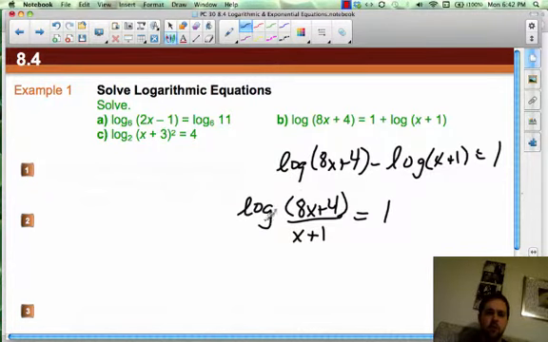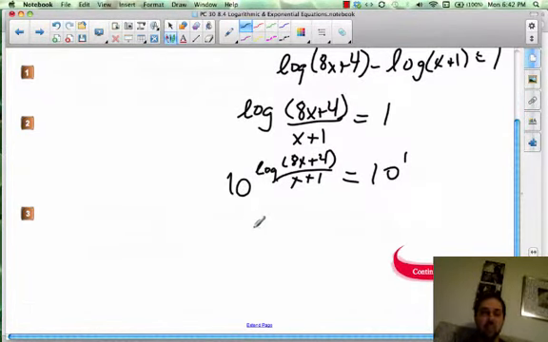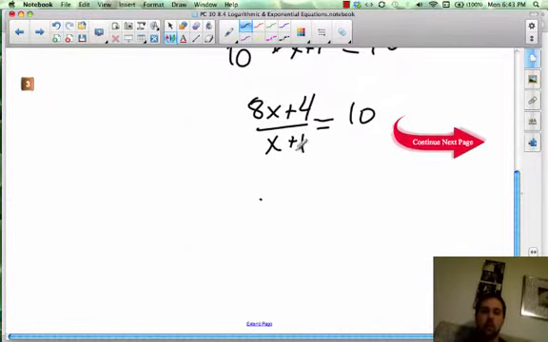Now we know that the inverse of a log base 10 is 10 raised to that power. So if we raise both sides of this thing to 10 to that power, 10 to the log base 10 of this, then we basically are just left with whatever we were taking the log of in that power. So we do the same thing to both sides, 10 to that power. Now 10 to the log base 10 would just leave you with 8x plus 4 over x plus 1, and that would equal 10 to the 1, which we know is 10. And then we can go about solving this equation.